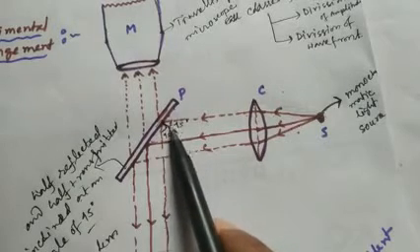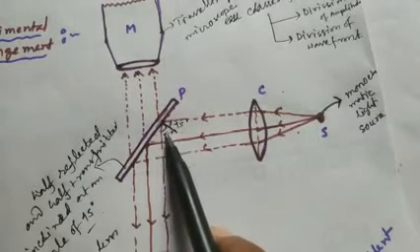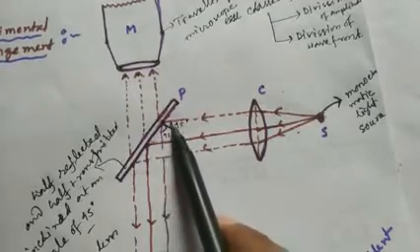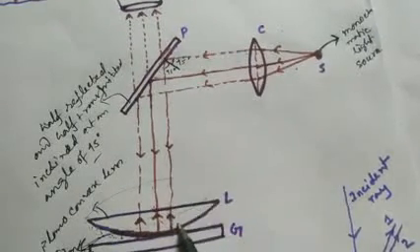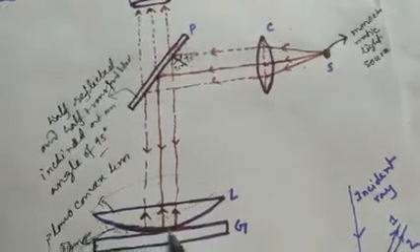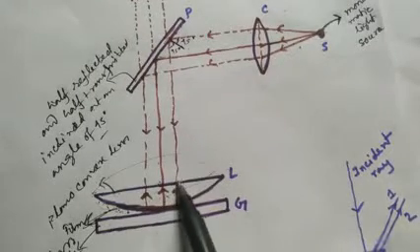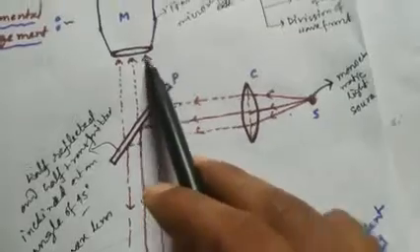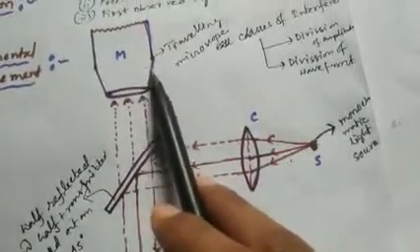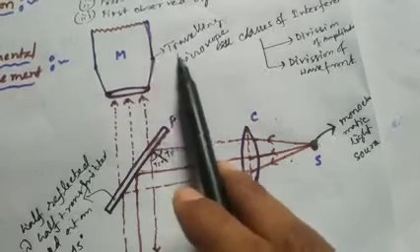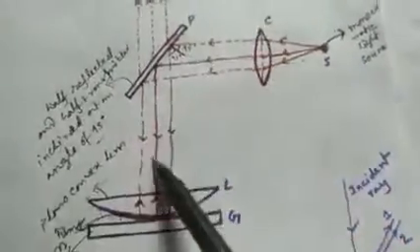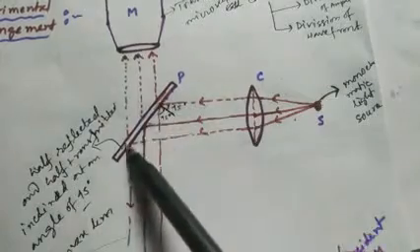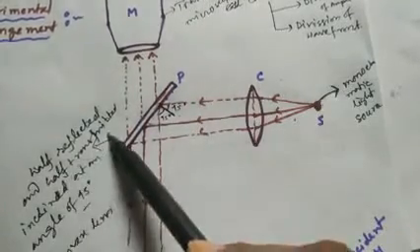If the incident angle is 45 degrees, then the reflected angle is also 45 degrees, so the total is 90 degrees. The rays are incident normally on the plano-convex lens and the film, reflected back toward the glass plate, transmitted through the glass plate, and we see them by the traveling microscope.